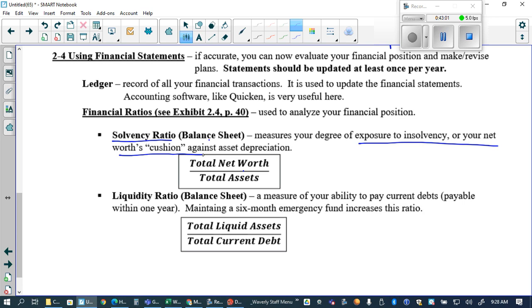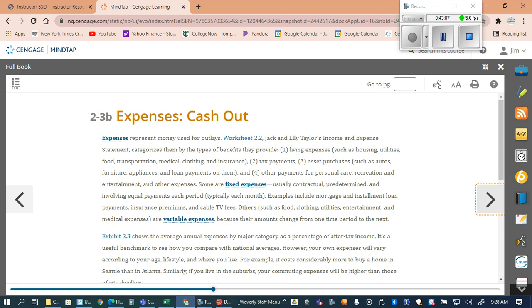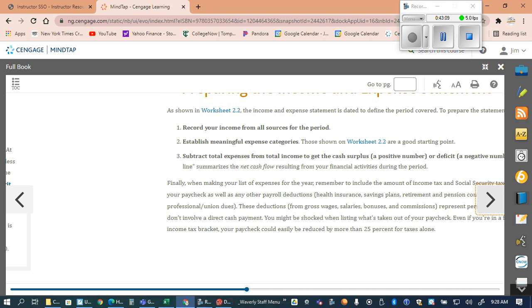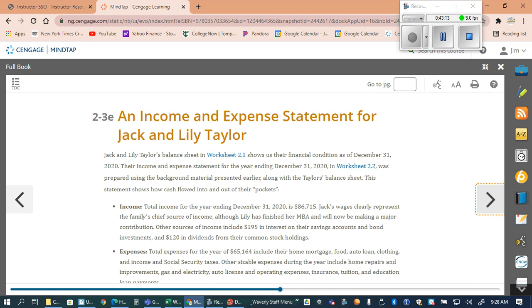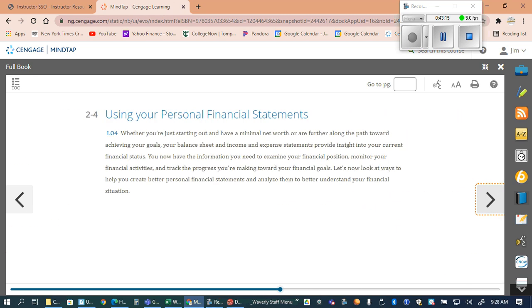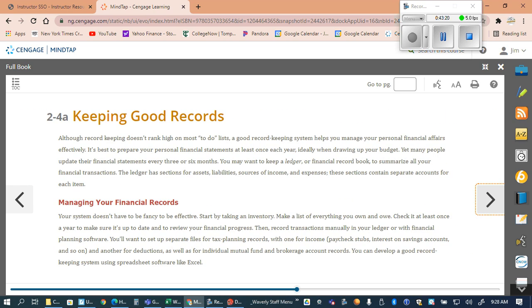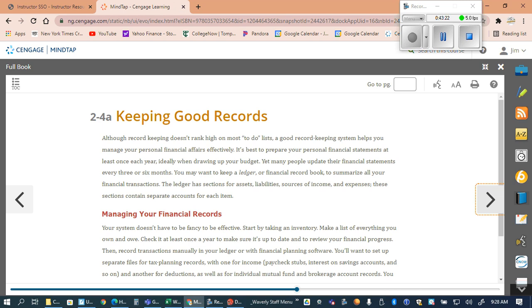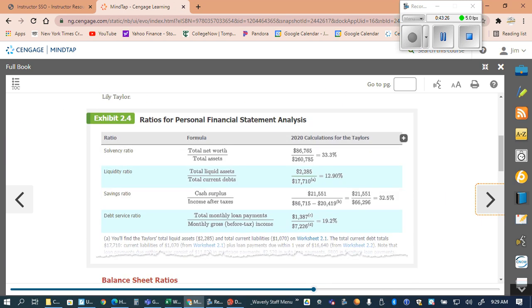Go to page 40. Take a look at cash out, offset, preparing. This talks about keeping good records like your ledger and whatnot. Ratio now. Okay, so here we go. So this is Jack and Lily Keller, whoever it was.